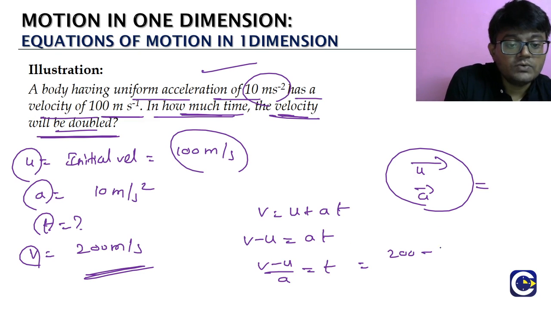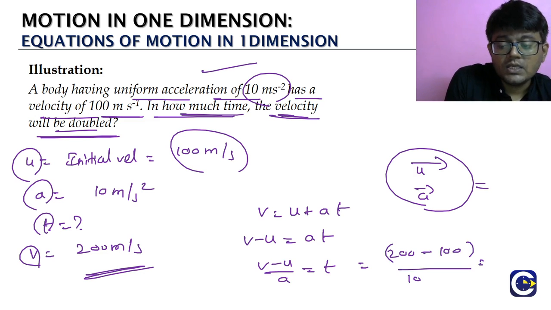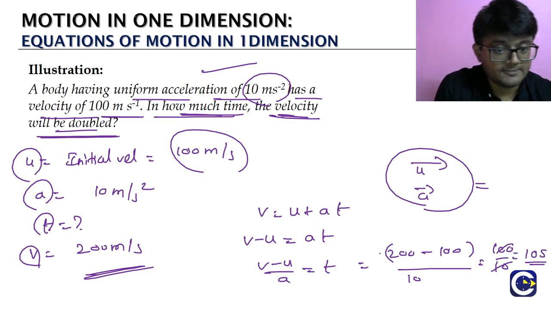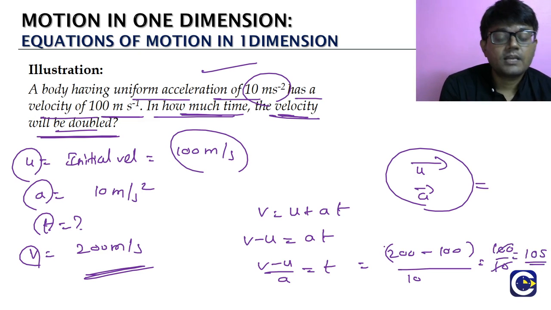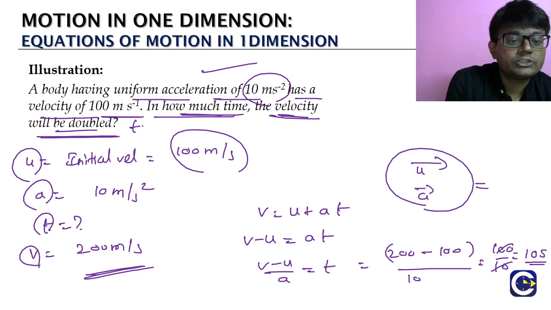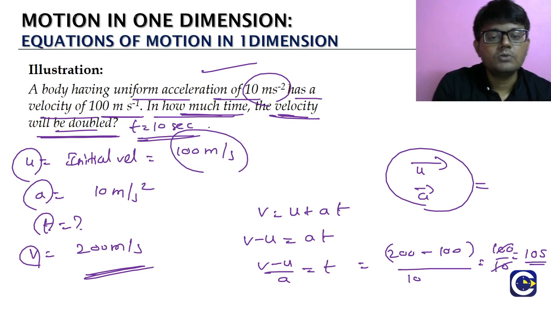v is 200, u is 100, divided by a, which is 10. 200 minus 100 is 100, so 100 by 10 is 10. The unit will be seconds. So in how much time is the velocity going to be doubled? It will be doubling in a time of 10 seconds.